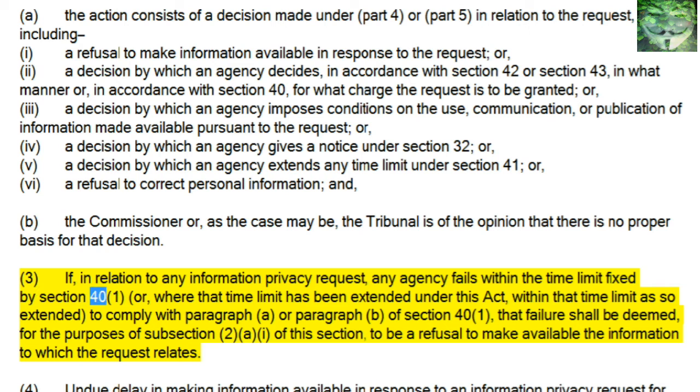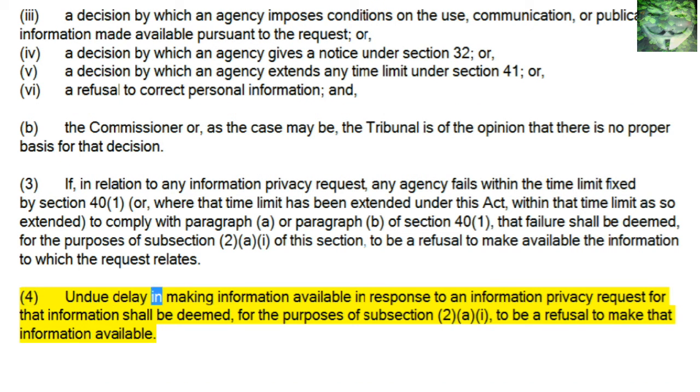by Section 40(1), or, where that time limit has been extended under this Act, within that time limit as so extended, to comply with paragraph (a) or paragraph (b) of Section 40(1), that failure shall be deemed, for the purposes of subsection 2(a)(i) of this section, to be a refusal to make available the information to which the request relates. 4. Undue delay in making information available in response to an information privacy request for that information shall be deemed, for the purposes of subsection 2(a)(i), to be a refusal to make that information available.